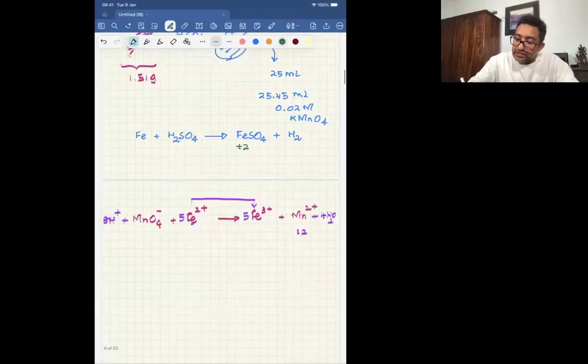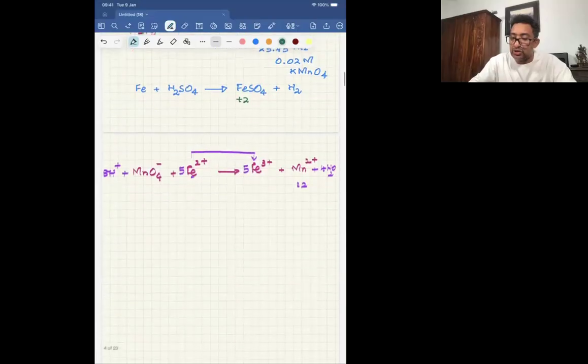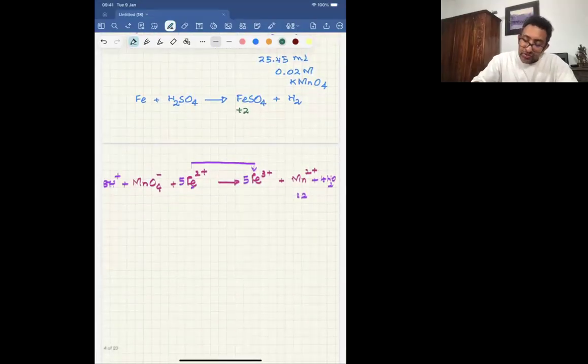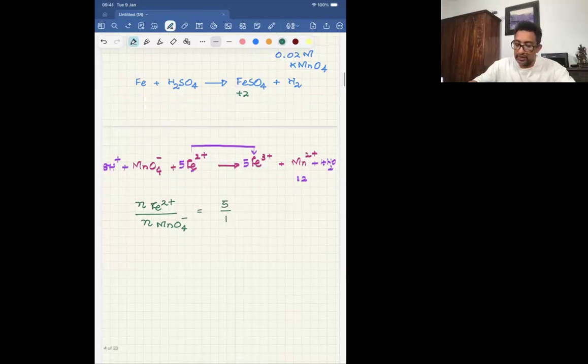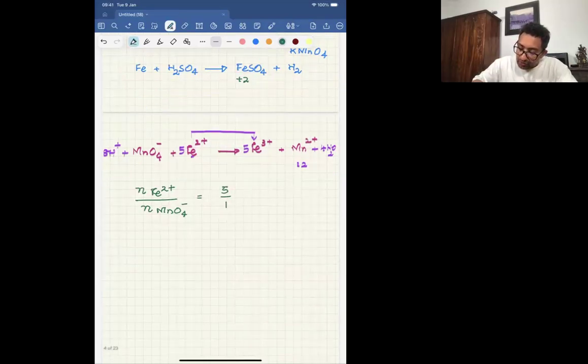Now what you do is, in order for this to react, you need 25.45 milliliters of 0.02 molar potassium permanganate. So number of moles of Fe plus 2 to number of moles of permanganate. What is the stoichiometry, Buddha? Stoichiometry is Fe plus 2 is 5, potassium permanganate is 1. Right? So what is the number of moles of Fe plus 2? Number of moles of Fe plus 2 is 5 times the number of moles of permanganate.